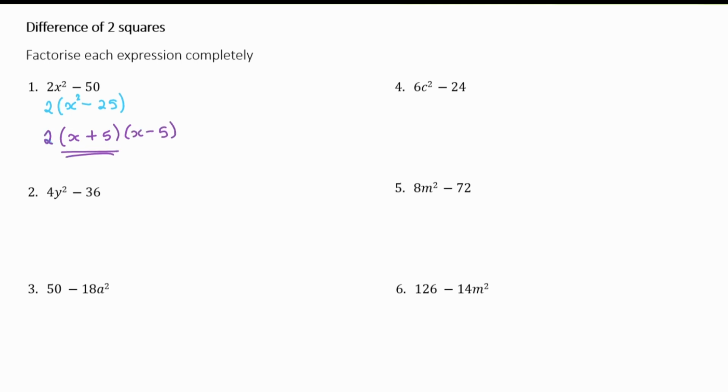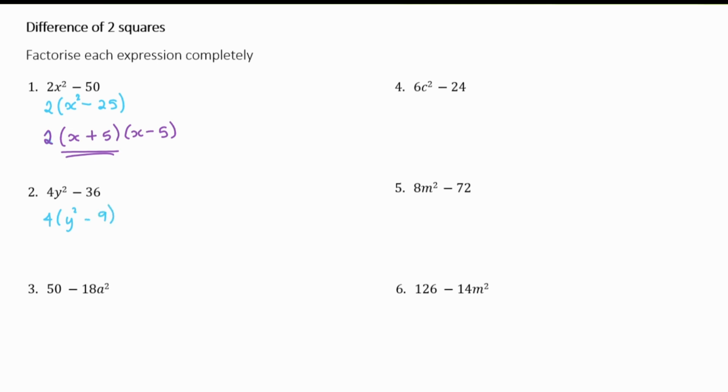So for number 2, we've got 4y squared minus 36. And the highest common factor in both terms is 4. So we are going to put the 4 and then open our bracket. In order to make 4 into 4y squared, we have to multiply that by y squared. And to make 4 into minus 36, we multiply that by minus 9.